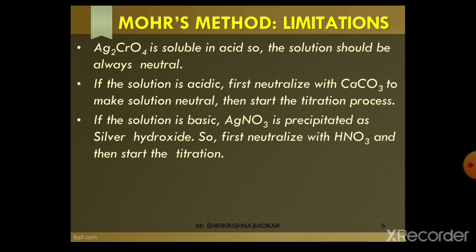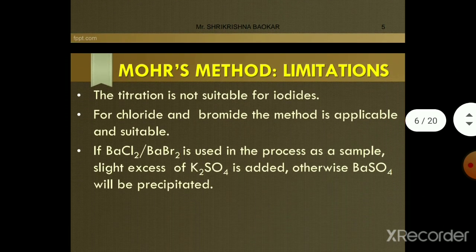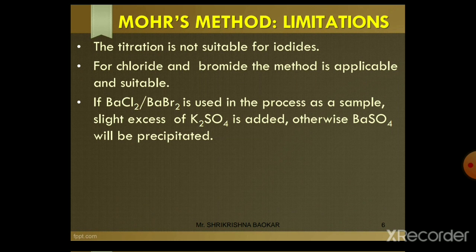If the solution is basic, silver nitrate is precipitated as silver hydroxide, that is AgOH, so first neutralize with nitric acid and then start the titration. The titration is not suitable for iodide. For chloride and bromide, the method is applicable and suitable. Iodides are exceptions.